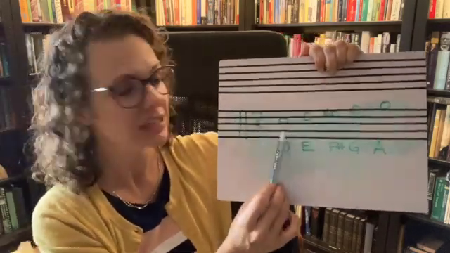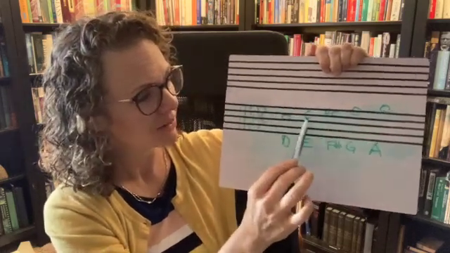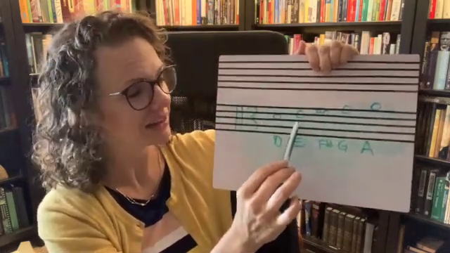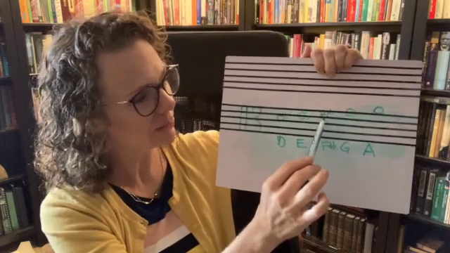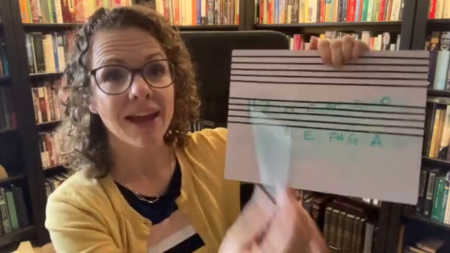Remember, space 3 is D. Step up to the next line, E. Step up, F sharp, step up, G, and then sitting on top, A.